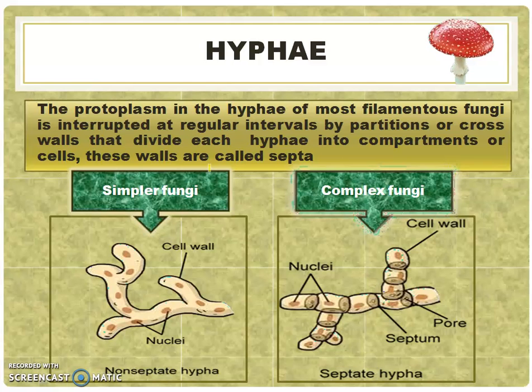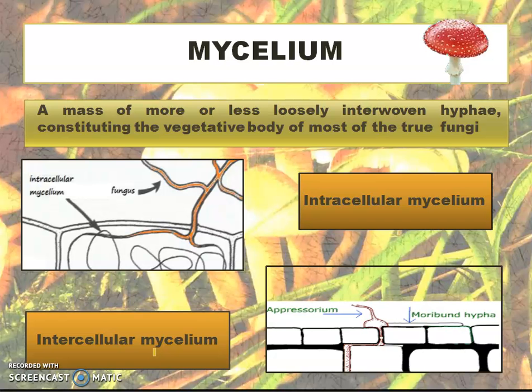Then these hyphae, if they have septa, that means if they have compartments in their cells, you can see here the compartments are found, and each compartment has one nucleus. Then it is called a septate hypha. If it has no compartment and the hypha has continuous protoplasm, then it has many nuclei inside it, and it is called non-septate or coenocytic hypha. C-O-E-N-O, coenocytic hypha. Then mycelium. The mycelium is a group of hyphae. So the cluster of hyphae is called mycelium.